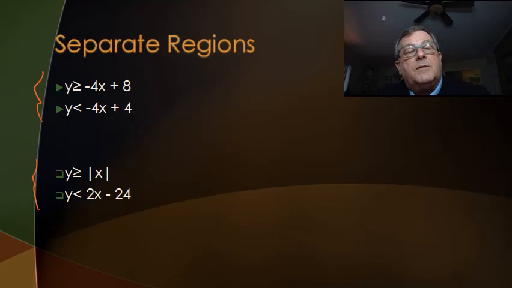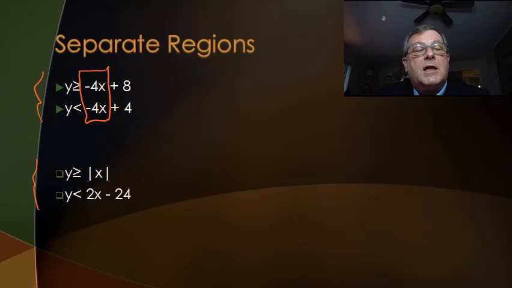Now I should recognize something right off. These two inequalities have the same slope, negative 4. And because of that, I'm expecting them to be parallel lines. Then in our second set that we will do, we've got y is greater than or equal to the absolute value of x, and y is less than 2x minus 24.